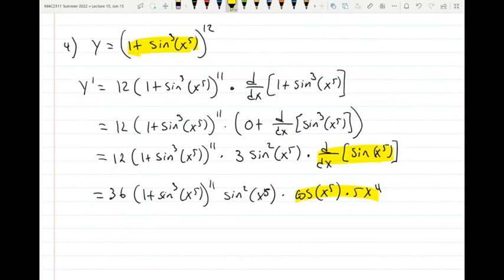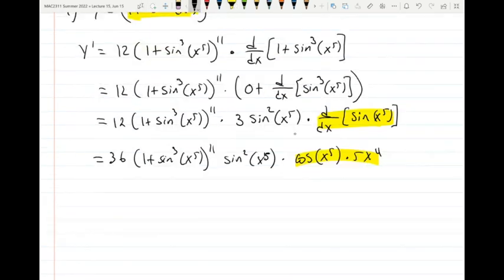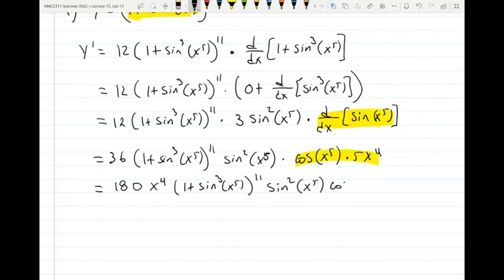Do you understand this? And now we just clean everything together. So let's see, 36 times 5, that's 30, 15, so that's 180. So 180, I'm going to put the x to the 4 here in the front. Then the 1 plus sine cube of x to the 5 to the 11. Then times sine square of x to the 5 times cosine of x to the 5. And that would be the final answer.